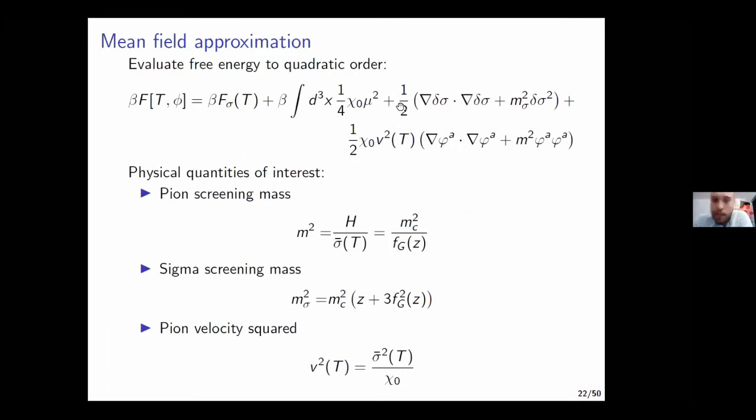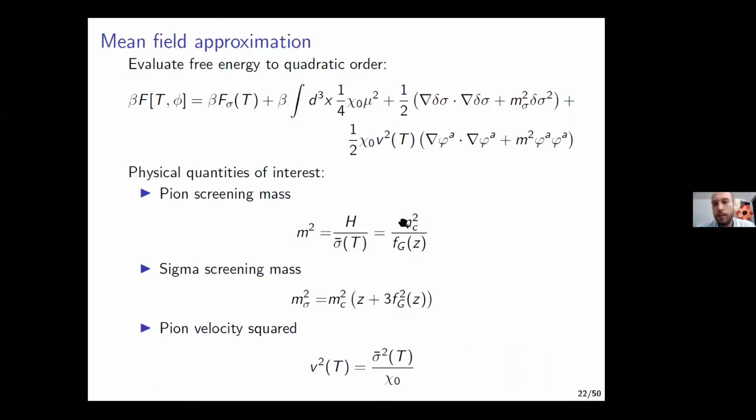Okay, and now I can tell you about the different parameters that appear in this action. Here are some of the physical quantities of interest. So here we introduce this mass, which is the pion screening mass, and it's just given in terms of the magnetic field and the mean field value sigma bar. We can also write this in a different way. We can write this in terms of the explicit scaling function, the plot of which I showed you previously, this f_G of z.